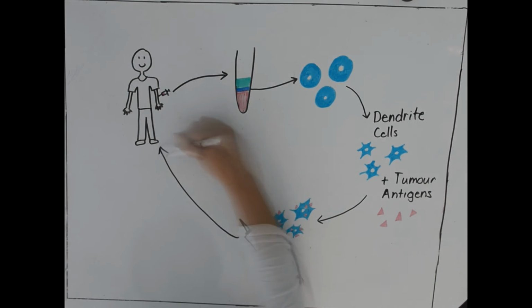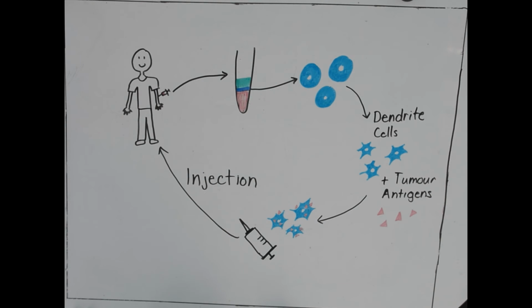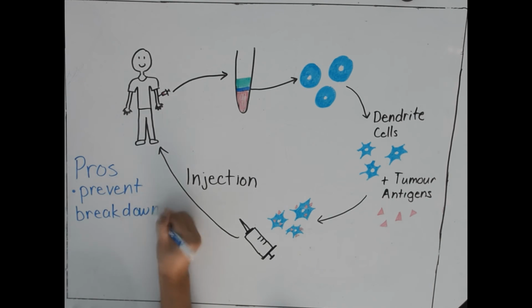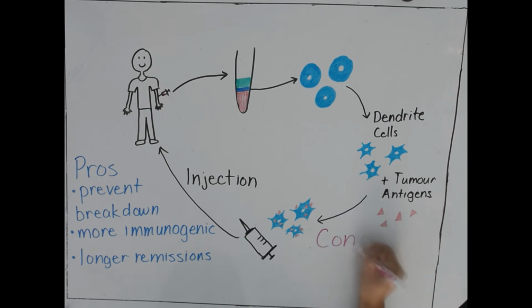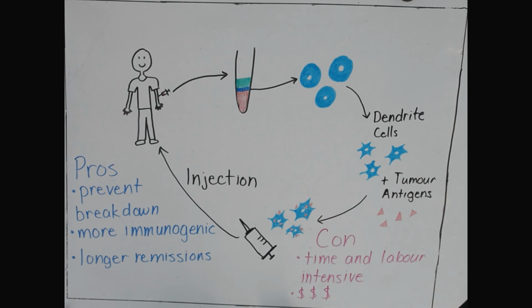Once inside the body, these dendritic cells literally show the epitopes to developing cytotoxic T cells, priming them to destroy any tumor cells in the body expressing that epitope. These vaccines are resistant to breakdown in the blood, and they're also very immunogenic. On the other hand, this method is very labor-intensive and expensive.